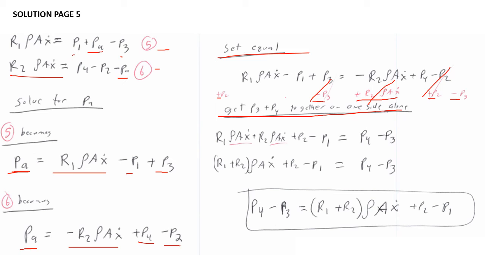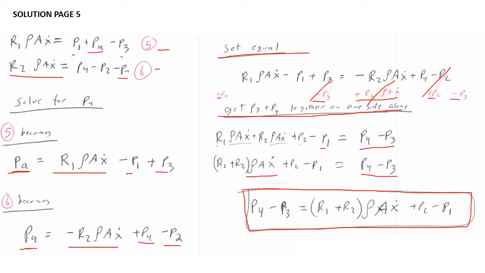end up with our R1 rho A x dot plus R2 rho A x dot plus P2 minus P1 is equal to P4 minus P3. I can again pull out my rho A x dot there, so R1 plus R2 rho A x dot plus P2 minus P1 is equal to P4 minus P3. Just rearrange it, and I end up with the same exact expression I found on the previous side by adding the two equations together, but now by solving for my PA and setting them equal, I get the same expression.